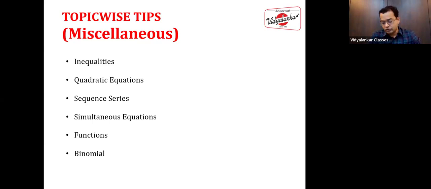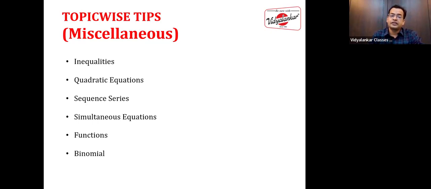In sequence series you should go through arithmetic progression, geometric progression, even harmonic progression, arithmetico-geometric progression, then the progressions whose differences are in AP, whose differences are in GP. All those kinds of progressions you should check out. Then what else? Telescopic series. There is a series called telescopic series. Okay, so that you should read.